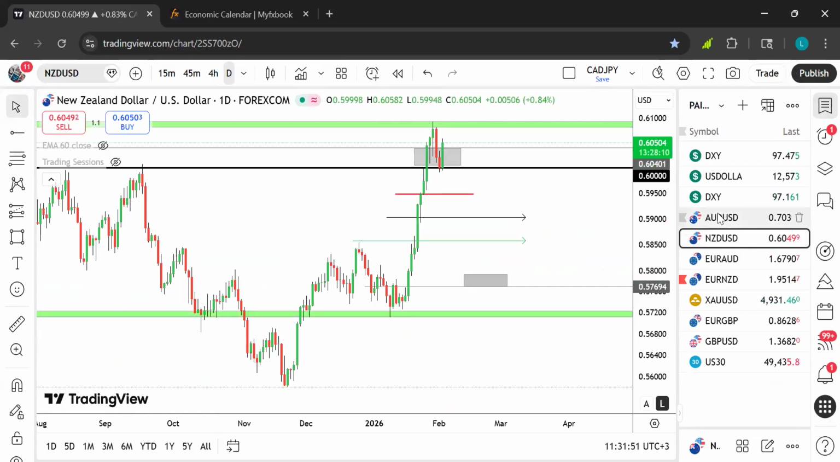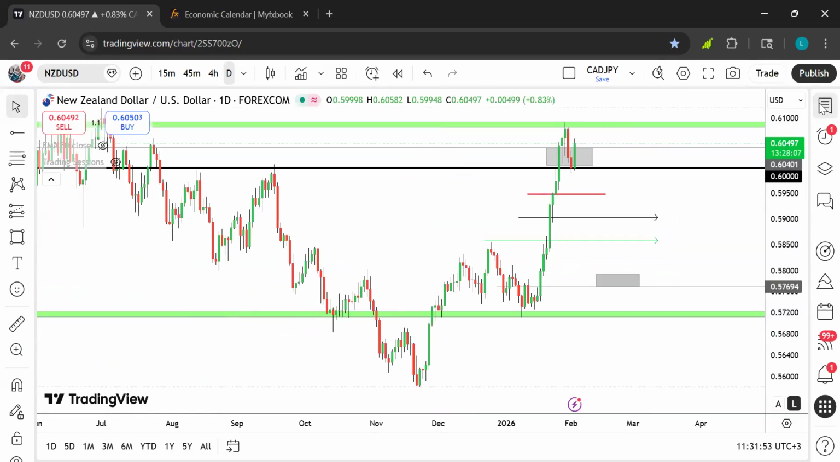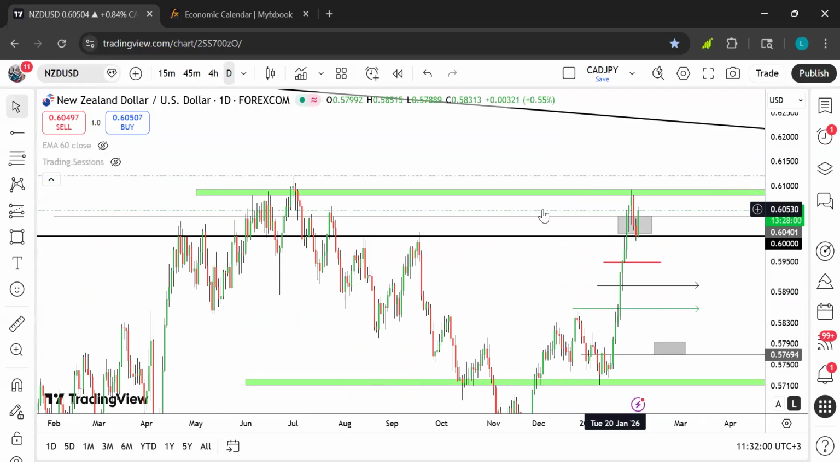I don't want to go against the market trend, because again, these are major retracement points, 50%, 61.8. The market may pull back all the way here, then again continue pushing heavily bullish.